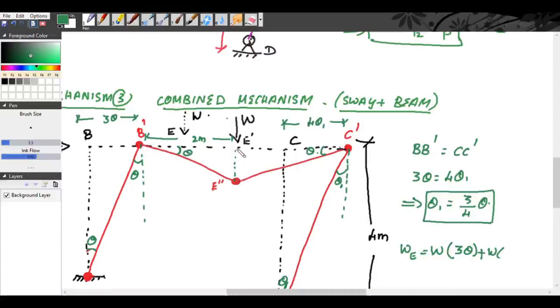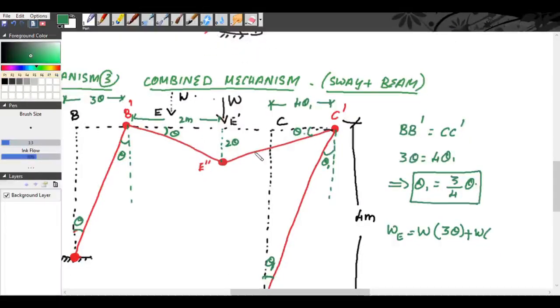So this distance E dash E double dash will be equal to 2 into theta. So this load into distance is 2 theta. We get external work done is equal to 5 W theta.